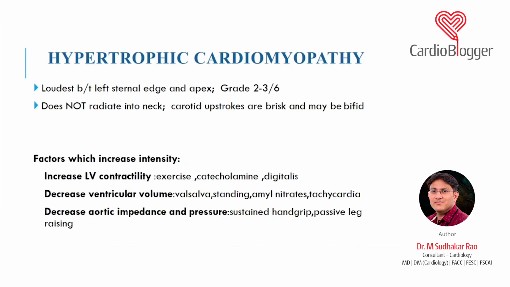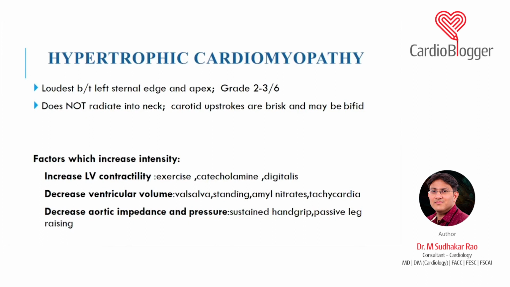The next important thing is hypertrophic cardiomyopathy. Now let's go to hypertrophic cardiomyopathy. We know there are a few things which distinguish it from aortic stenosis. It is a mid-systolic murmur which is best heard at the lower left sternal border. An important thing is that it doesn't radiate into the neck like aortic stenosis. In aortic stenosis, you get a pulsus parvus et tardus, a small volume and late peaking pulse. Here the carotid upstrokes are very brisk. You get a bisferiens pulse or a bifid pulse in hypertrophic cardiomyopathy.